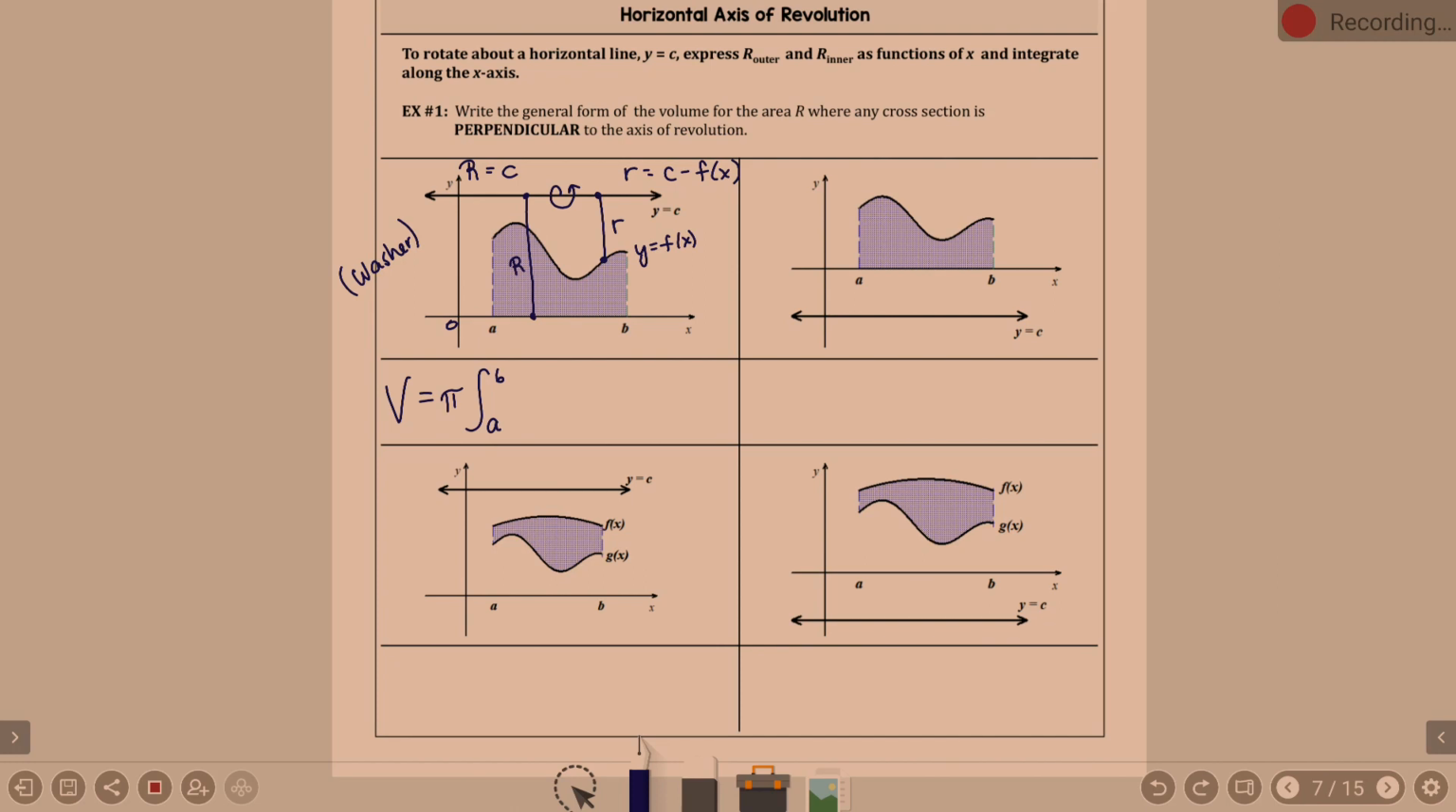Okay. So you guys are all talking different, but yet the same, yes? Big R squared minus little r squared. So my big R is c, so c squared minus little r, which is c minus f of x, quantity squared, dx. Okay?